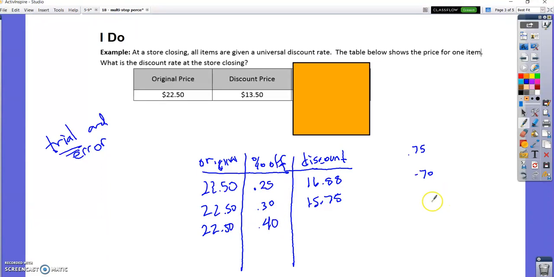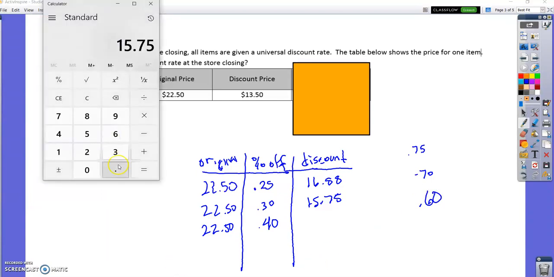Say, okay, well, what if it's 40% off? That means I'm paying 60% of the price. And 60% of 2250 is, of course, 1350.